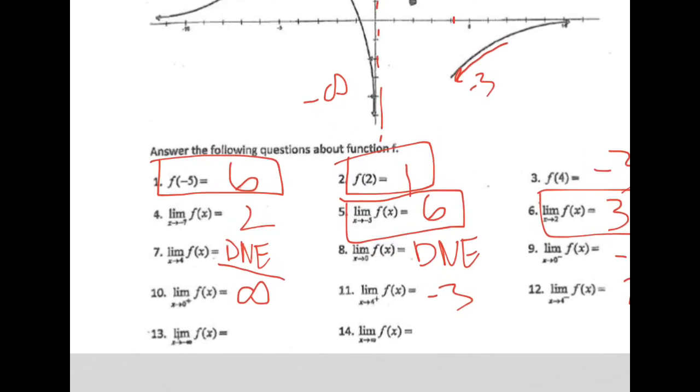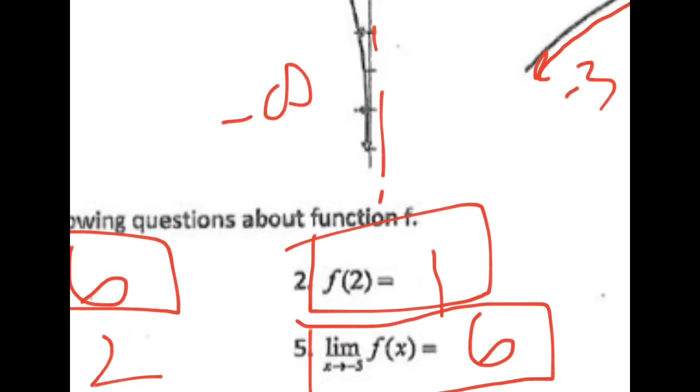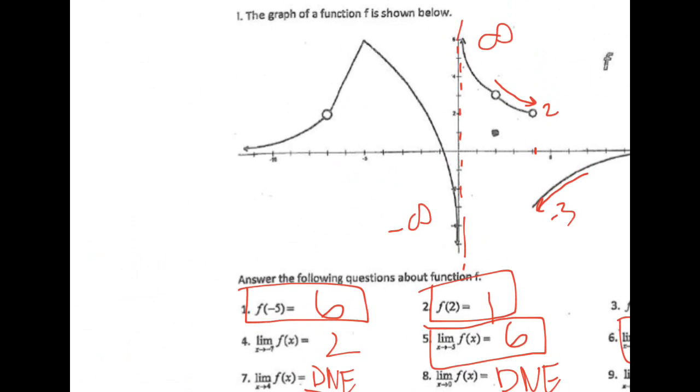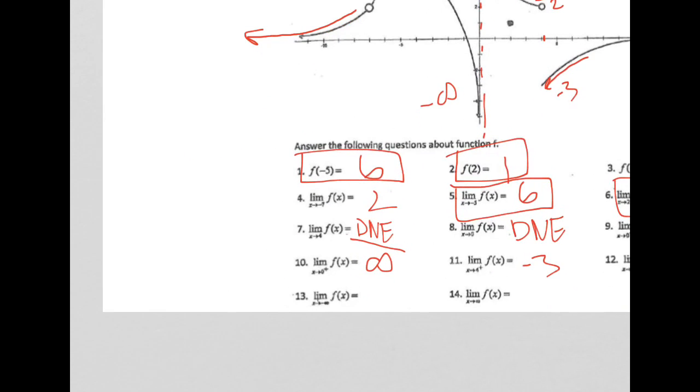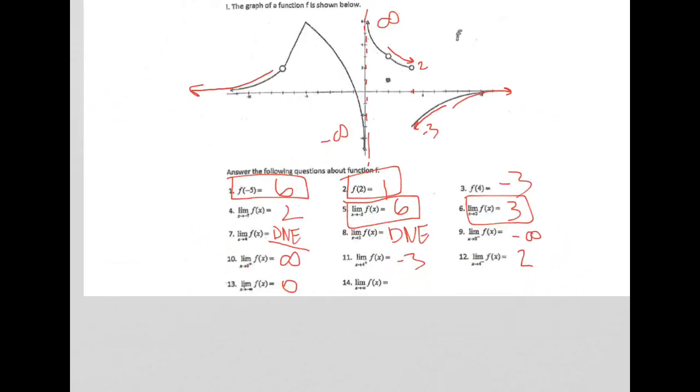Now the last two, we're talking about infinite limits. Limit as x approaches -infinity. Well, look over here. It looks like we have our graph leveling out to the y value of 0. So I'm going to say the limit as x approaches -infinity is 0. And the limit as x approaches +infinity, again, we're leveling out to 0. So that limit is also 0.